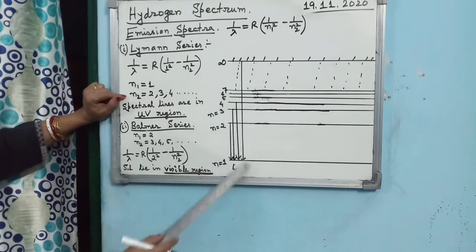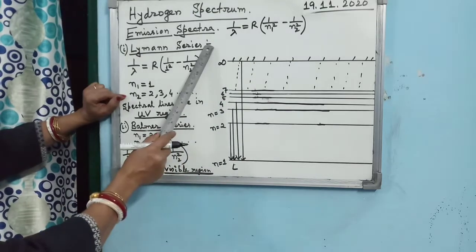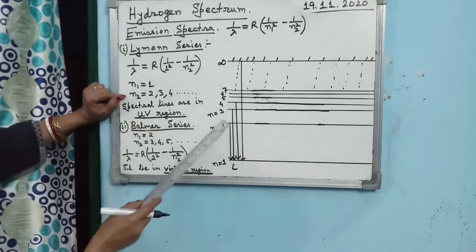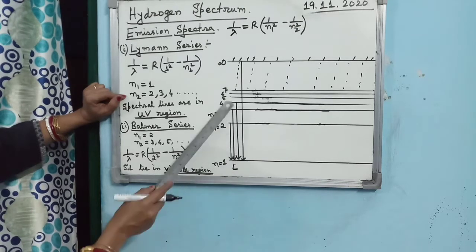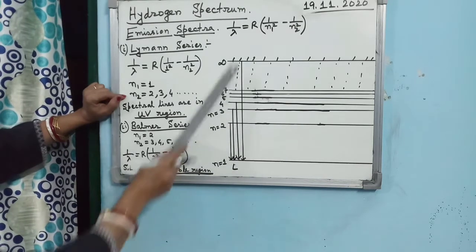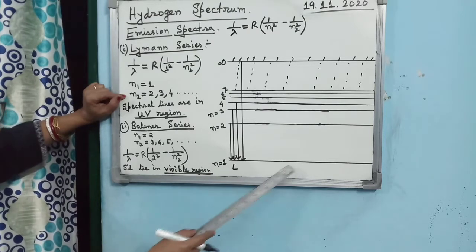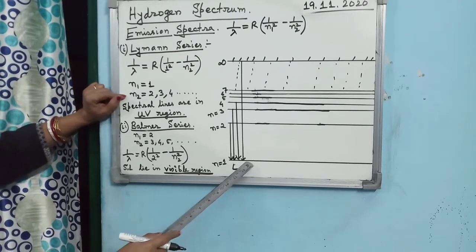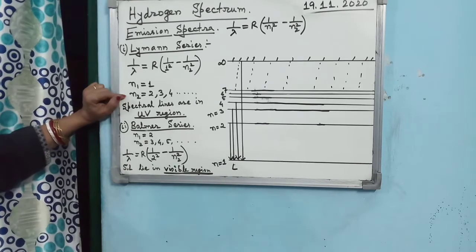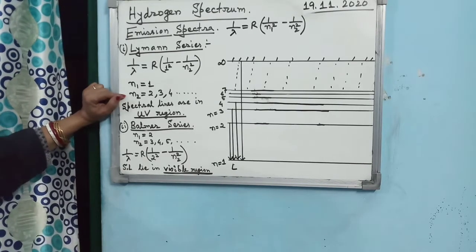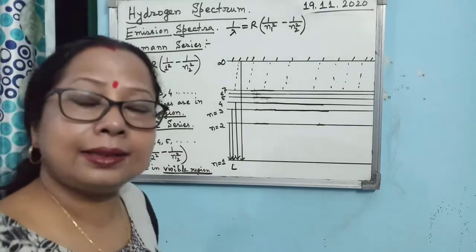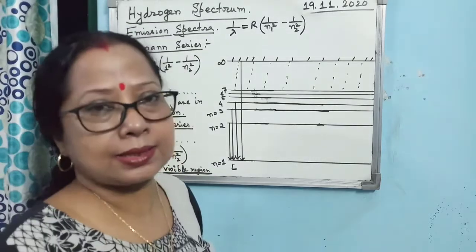Then you will draw the diagram. It is an emission spectra. An emission spectra means the electrons are jumping from higher orbit to the lower orbit. So when their destination is the ground state, N equal to 1 energy level, then the corresponding spectral lines lie in the ultraviolet region, and they are known as the Lyman series.